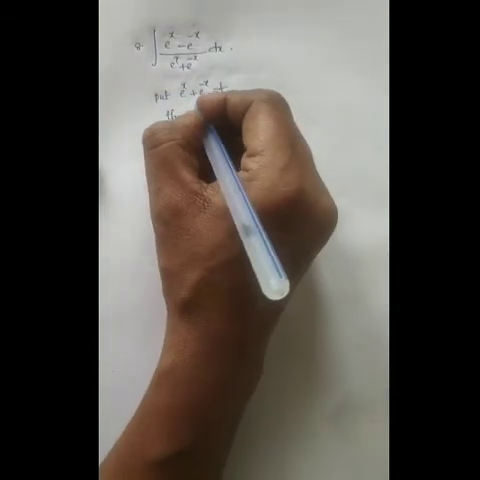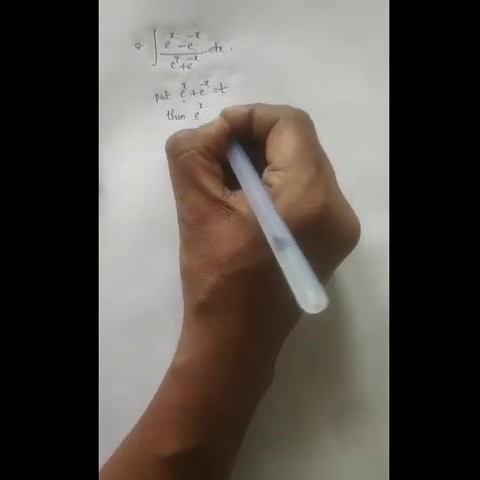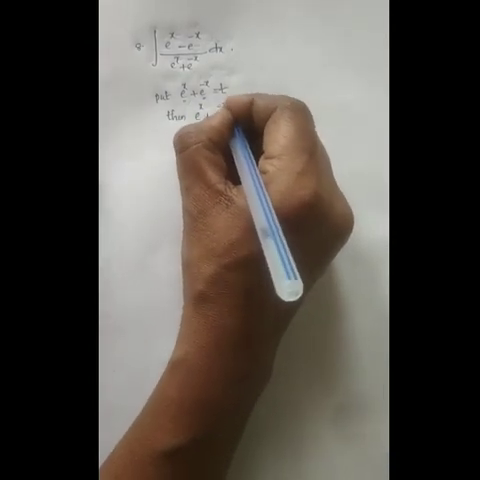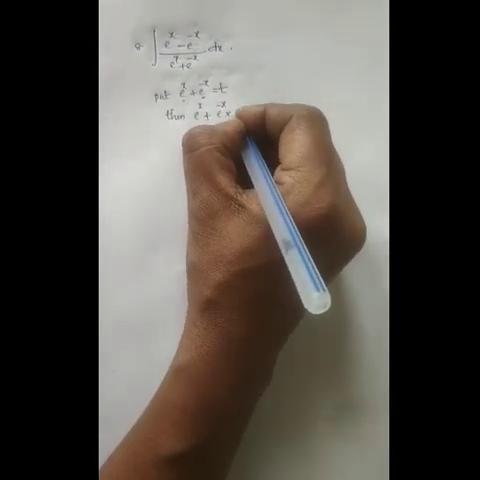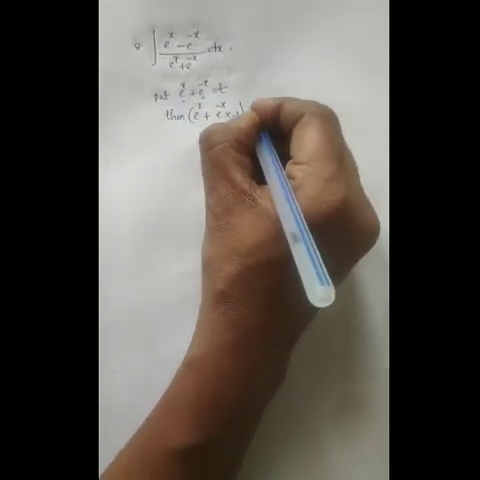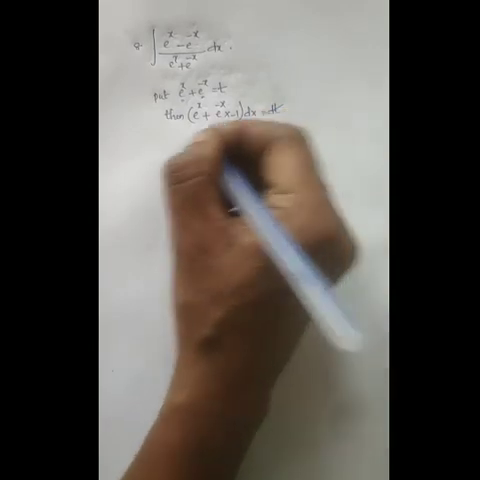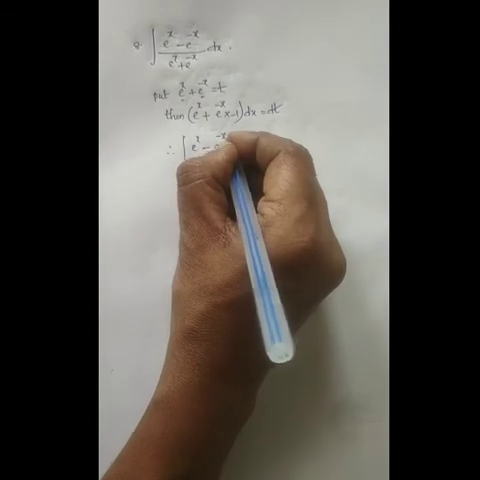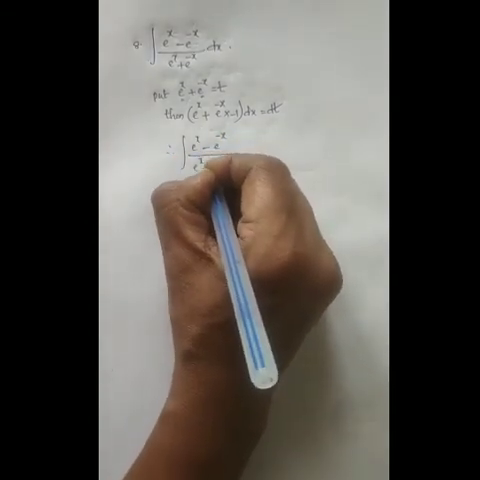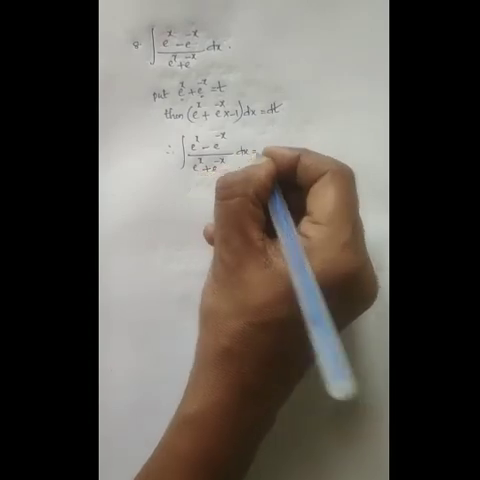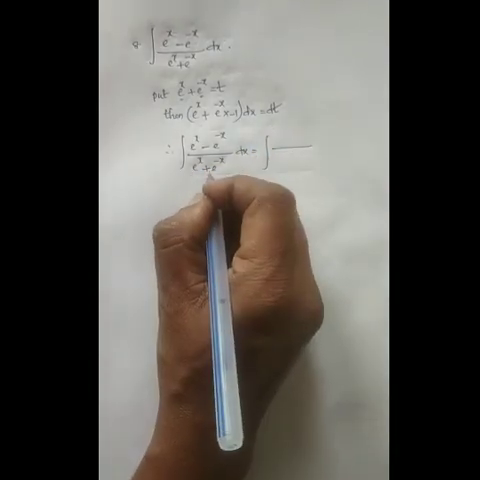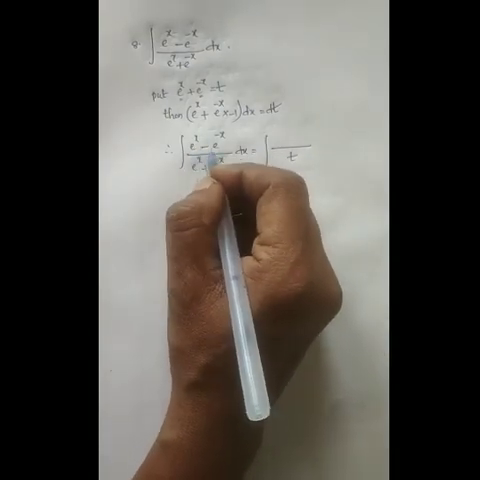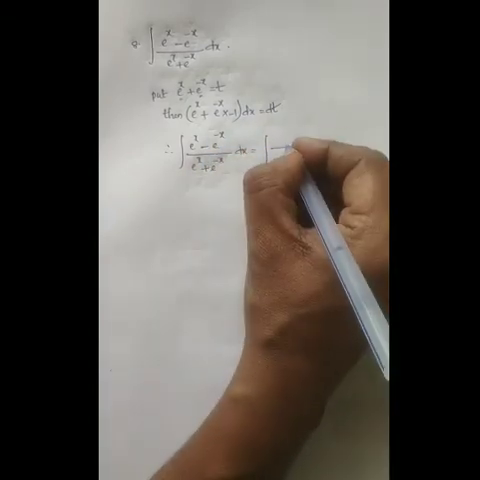differentiating with respect to the variables, we get differential of e raised to x is e raised to x plus e raised to minus x differential is e raised to minus x into differential of minus x is minus 1 into dx equal to dt. Therefore, the integrand e raised to x minus e raised to minus x divided by e raised to x plus e raised to minus x into dx becomes integral of e raised to x plus e raised to minus x is equal to t, and the numerator e raised to x minus e raised to minus x into dx is equal to dt.